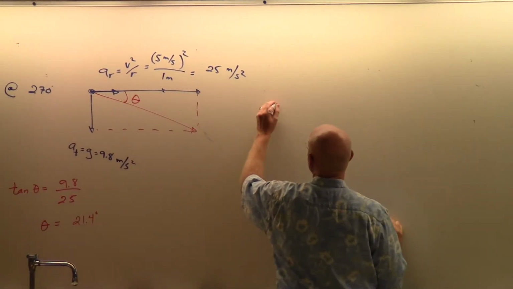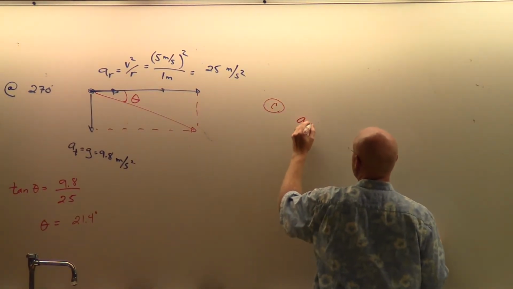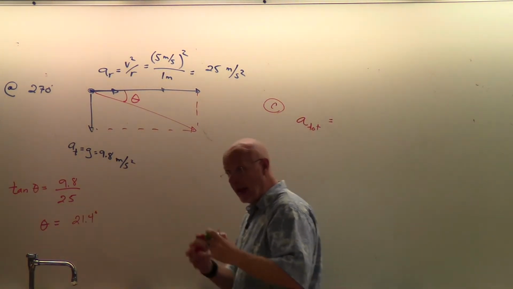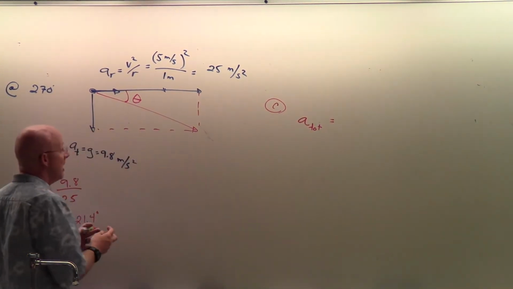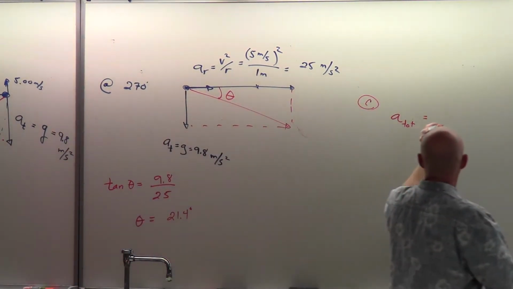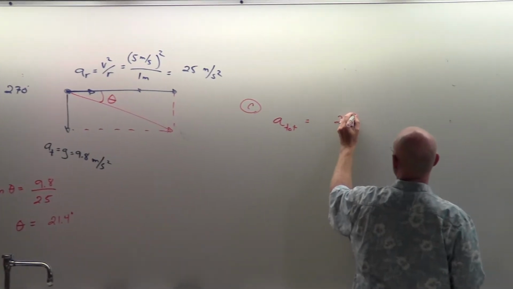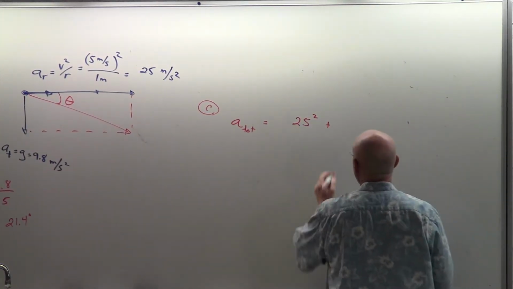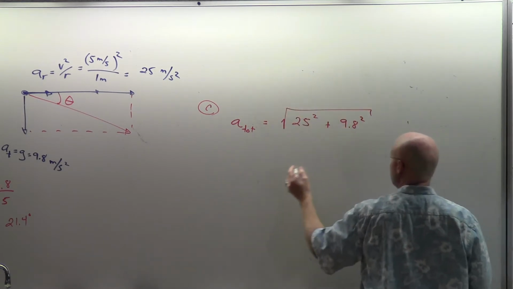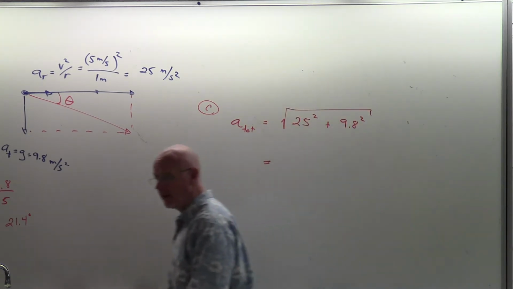The last part of this then is what is the magnitude of the total acceleration. And again, just like we've been doing in chapter 3, it's Pythagorean's theorem here. We need to add up these components. So the horizontal piece is the 25. The vertical piece is the 9.8. Let's add them in quadrature and see what we come up with.